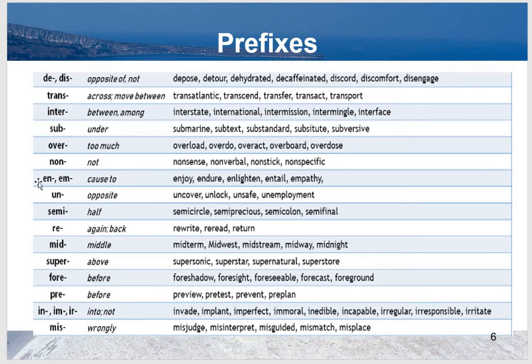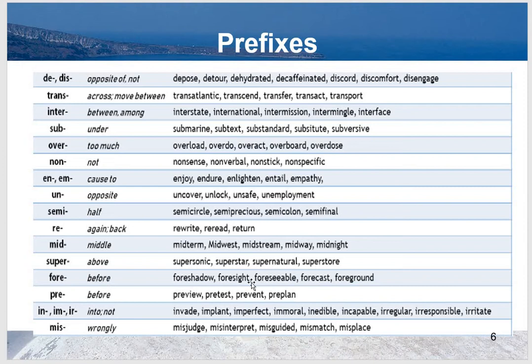Non, not. In, im, cause to, like enjoy, which causes joy. Endure, enlighten, entail, empathy. Un is opposite. Uncover, unlock, unsafe, unemployment. Semi means half, semicircle. Re means again, rewrite, replay. Mid means middle, midterm, midwest. Super means above, supersonic, superstar.